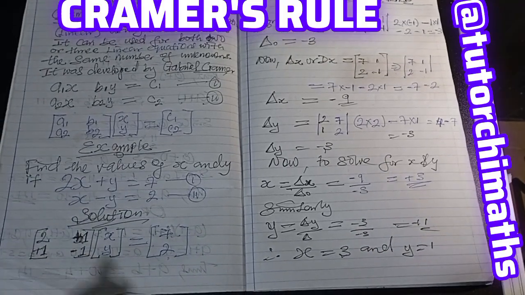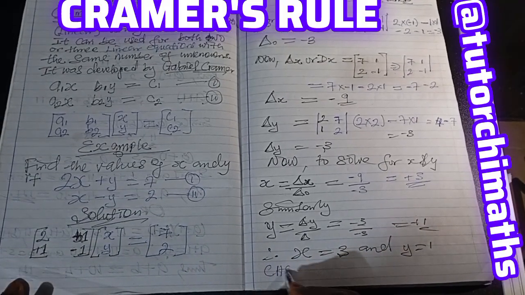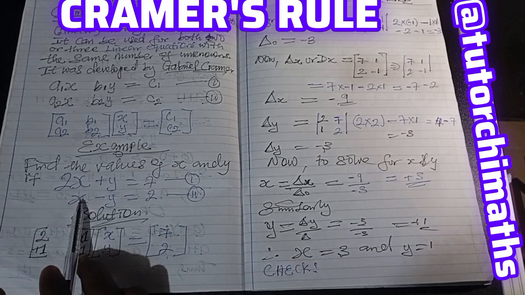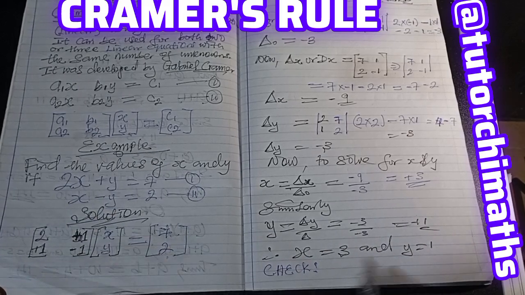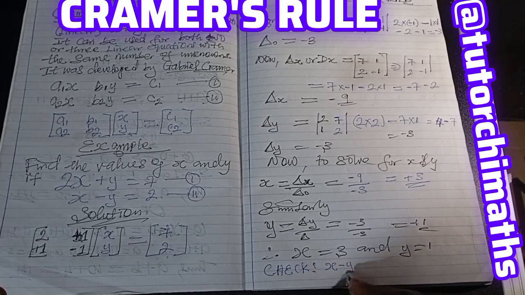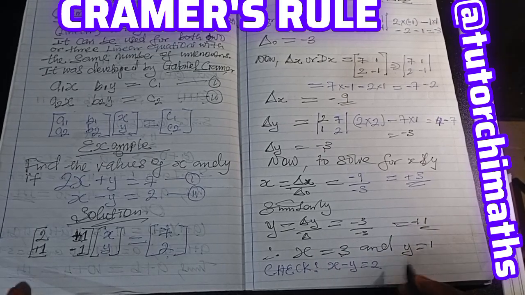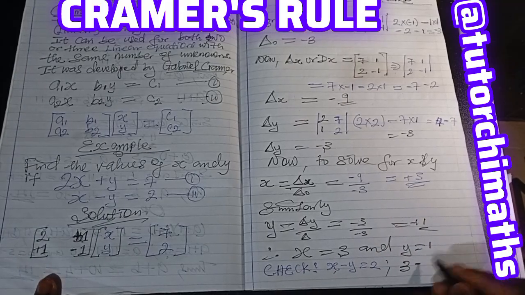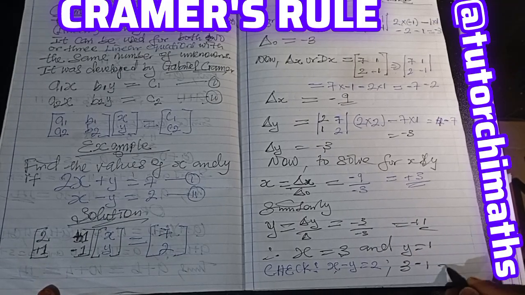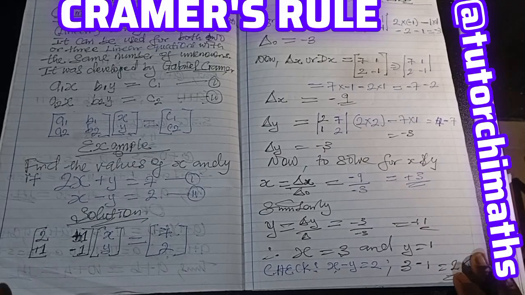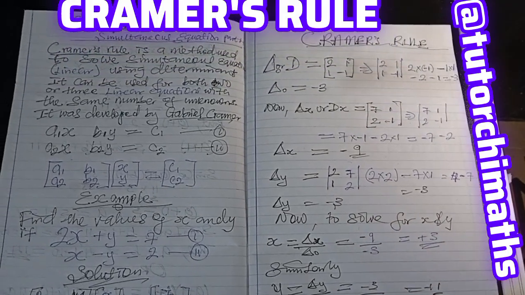Now, can we check? Yes, check. Let's just check from this small space. Here, we have x minus y is equals to 2. So, let's check. Our x here, x minus y equals to 2. Let's see if it's true. So, x is what? 3. So, I can write 3 minus y is what? 1. Is it equals to 2? Yes, proved. So, what we have solved using Cramer's rule is correct.